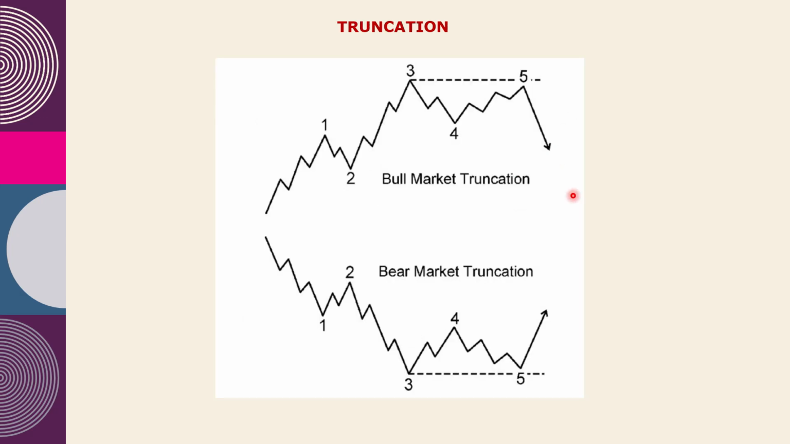Truncation. In an impulse wave, a truncation occurs when wave 5 fails to terminate beyond the end of wave 3. A truncated fifth wave still unfolds as a 5 wave structure. A truncated fifth wave, which is a sign of exhaustion in the main trend at the next higher degree, is often preceded by an exceptionally strong third wave of the same degree. A truncated fifth wave is often followed by a swift and sharp reversal.